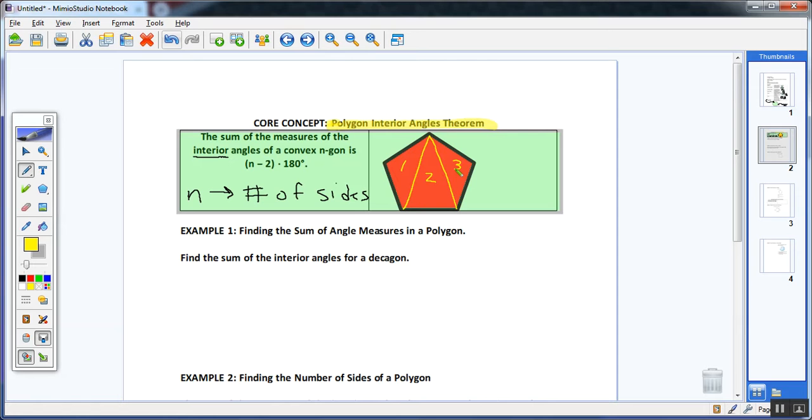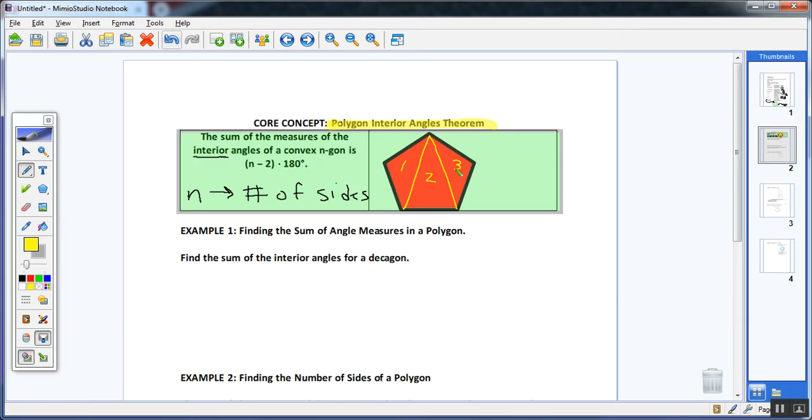It says the sum of the measures of the interior angles of a convex n-gon. In this case, what kind of gon? Pentagon. So how many sides? 5. It is going to be n minus 2 times what? 180. What is 5 minus 2? Do I get my 3 triangles here? Great.